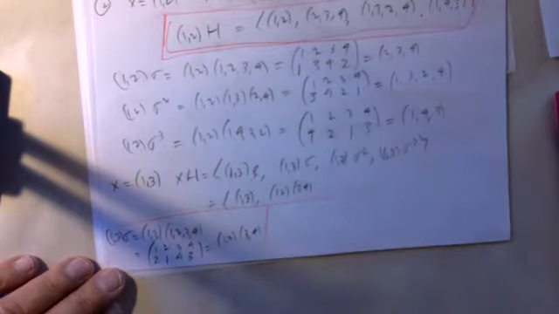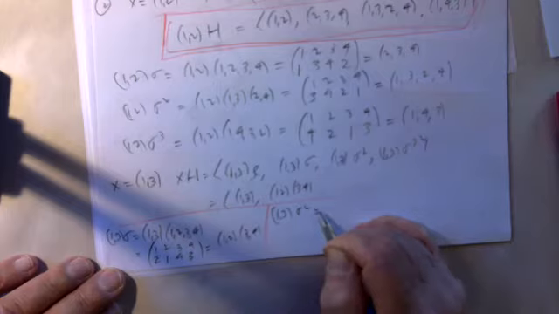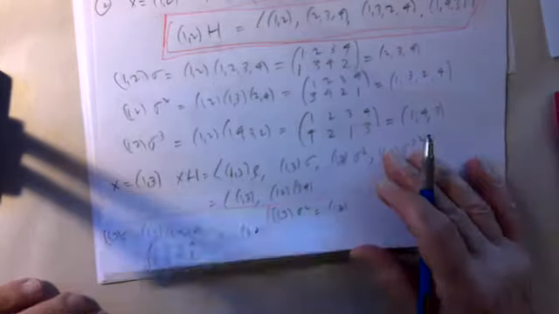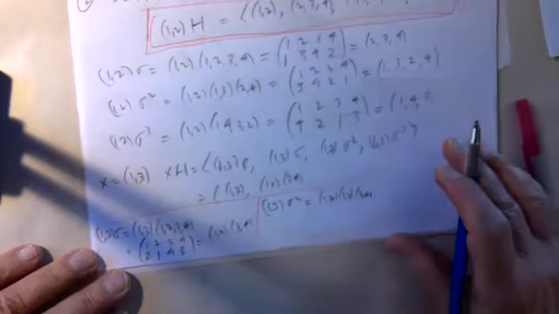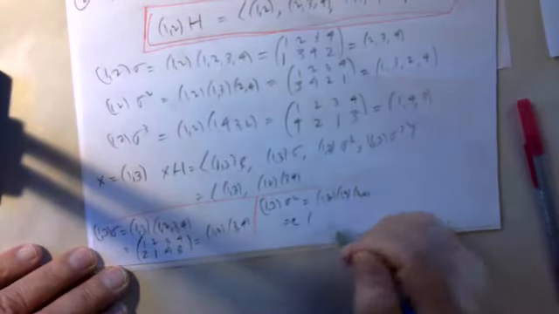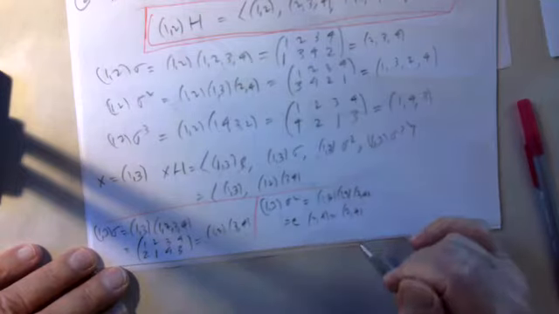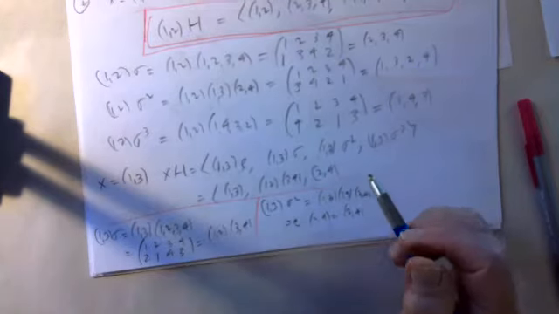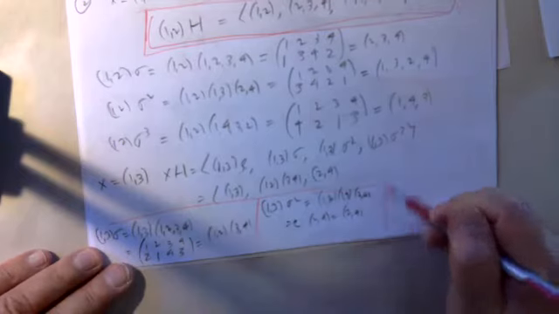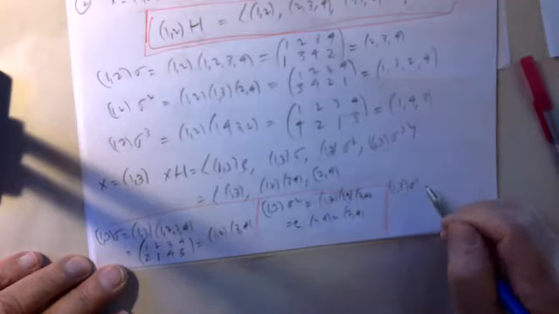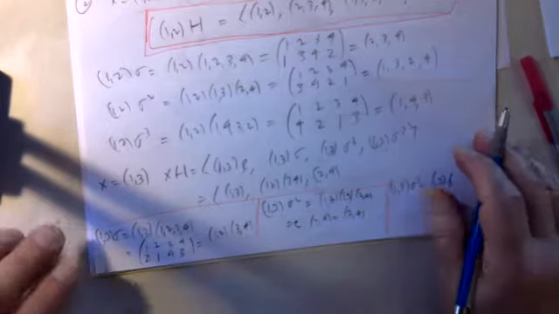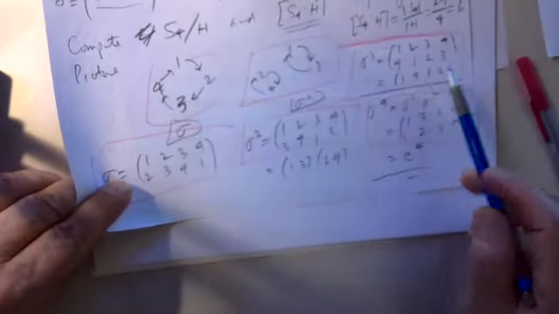What is (1 3) times sigma squared? Well, that's (1 3). What is sigma squared? Sigma squared is (1 3)(2 4). (1 3) times (1 3) is the identity, times (2 4). So this is just the transposition (2 4). And what is the third element of this coset? (1 3) times sigma cubed. That's (1 3). What is sigma cubed? Sigma cubed is the 4-cycle (1 4 3 2).